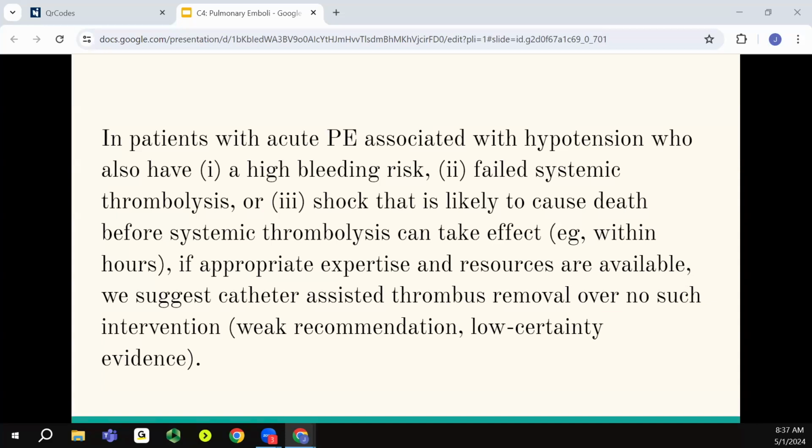So if you have someone who really can't get thrombolytics because either they can't or they already have, you should consider catheter-directed therapies if it is available at your center. It's a weak recommendation on low certainty evidence.